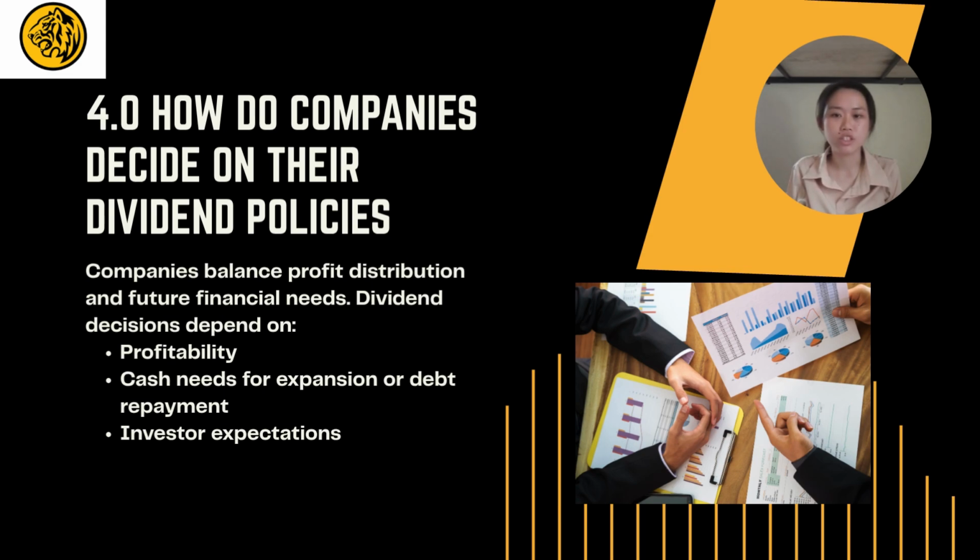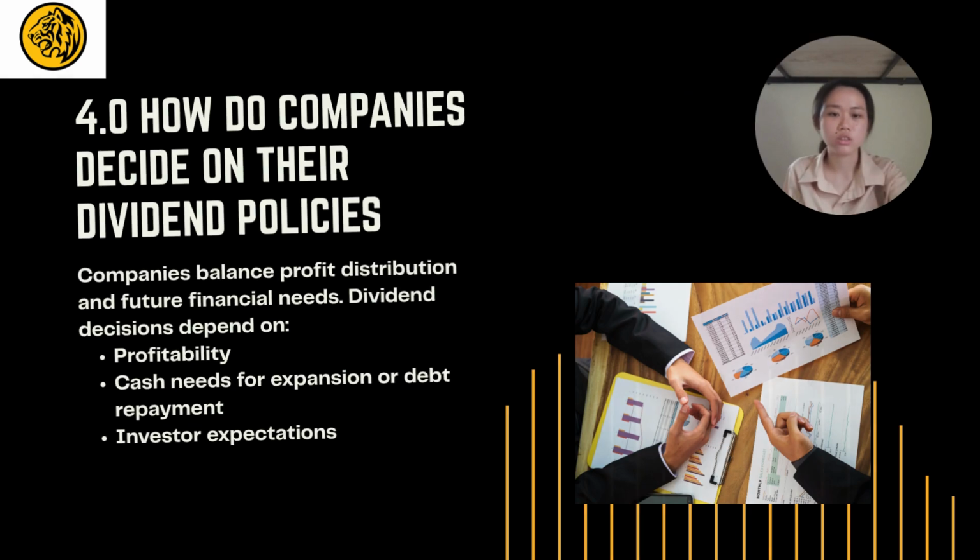Today I would like to present how companies decide on their dividend policy. Companies balance profit distribution and future financial needs. Dividend decisions depend on profitability, cash needs for expansion or debt repayment, and also investor expectations.